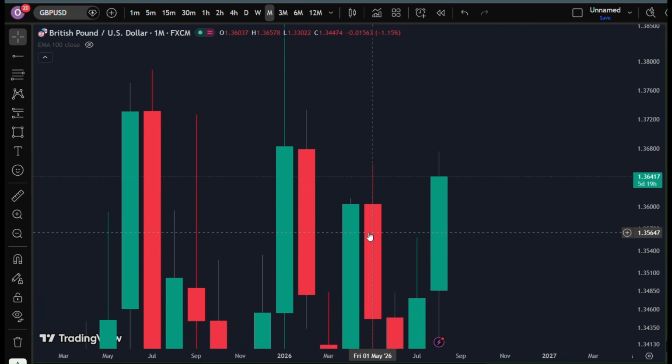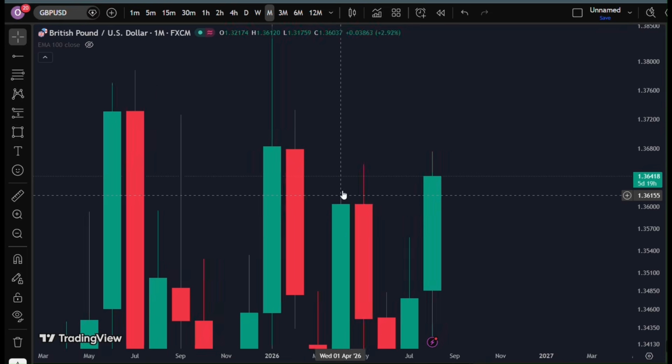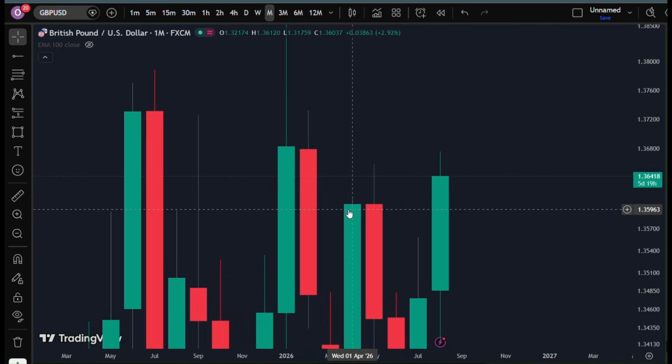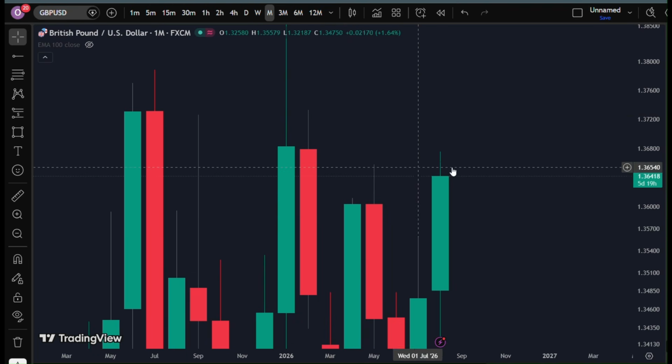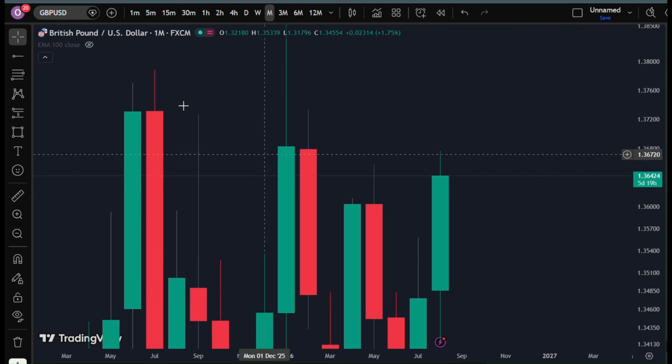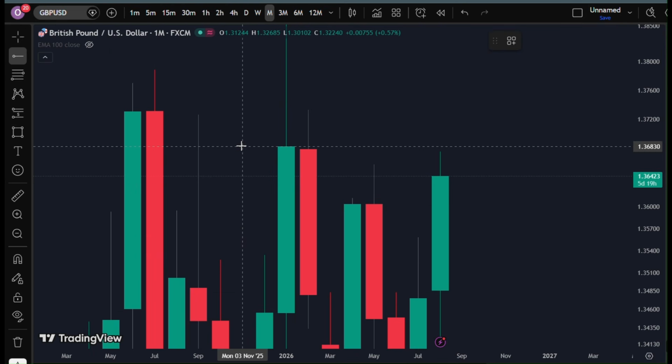Okay, so today we'll be analyzing GBPUSD, 25th August 2026. So as usual, we start from the monthly. This is the current month, August. So we delete all the lines and start drawing the lines afresh.